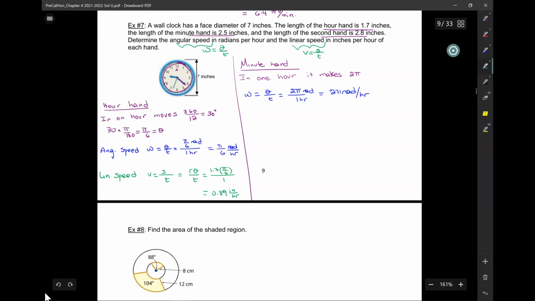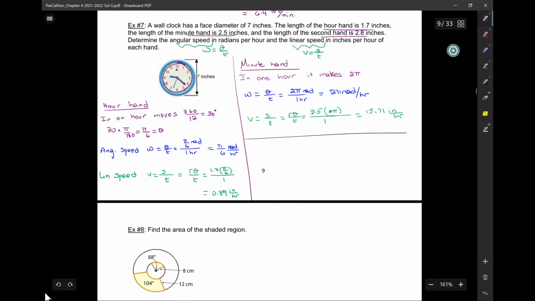Okay, the linear speed, v, is s over t, which is r theta over t. And r for that is 2.5 inches times an angle of 2 pi over 1 hour. That is 5 pi, which is 15.71 inches per hour.